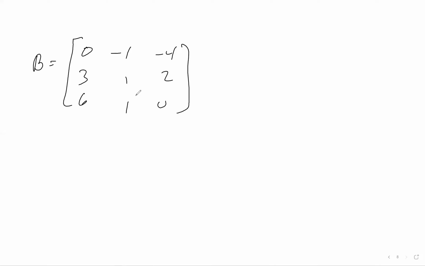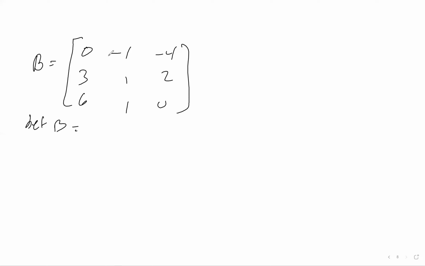Now, let's do another one, and this time I'm going to do a different one because I want to make sure that the second one has determinant 0, to see the differences and to prove what I'm saying is true. So we have 0, -1, and -4, and then we have 3, 1, and 2, and also we have 6, 1, and 0. So this is the matrix, and now again just take the determinant of B.